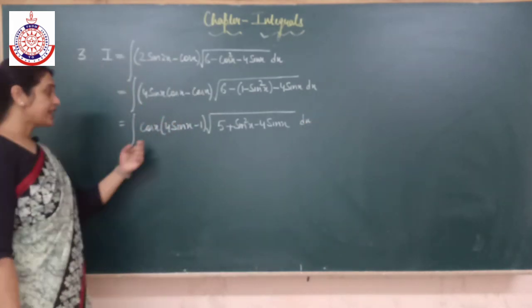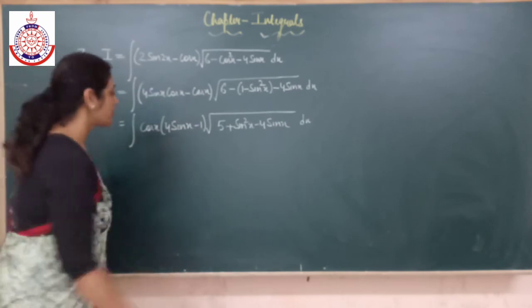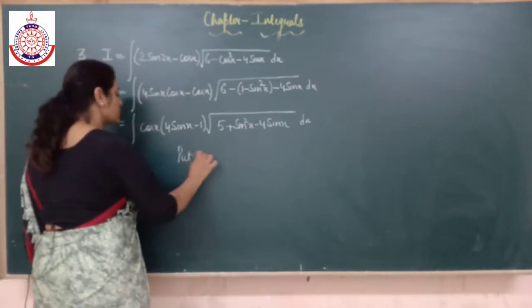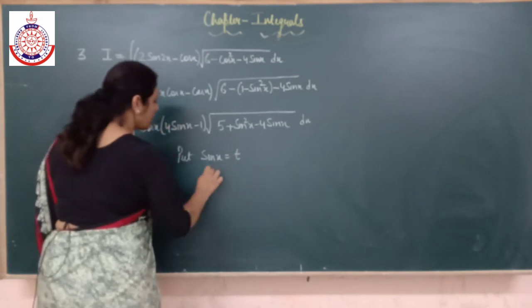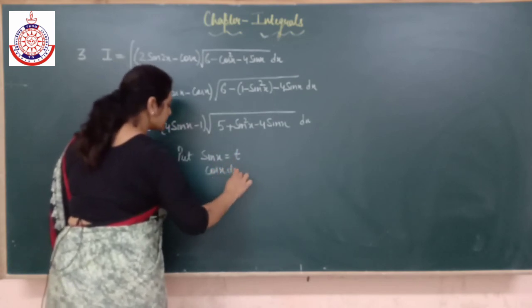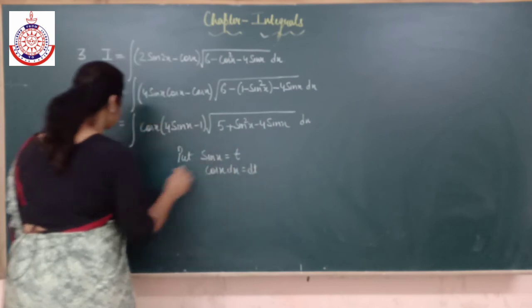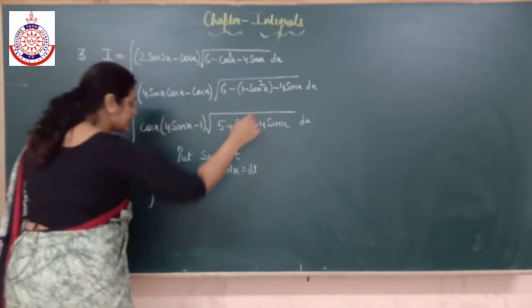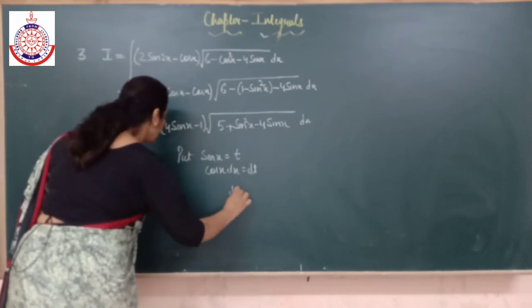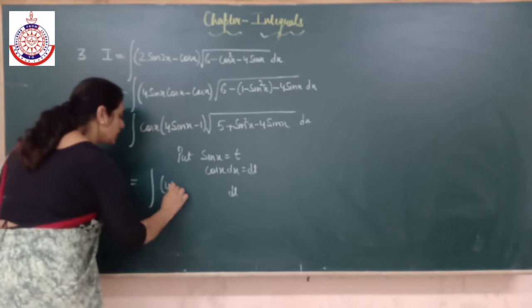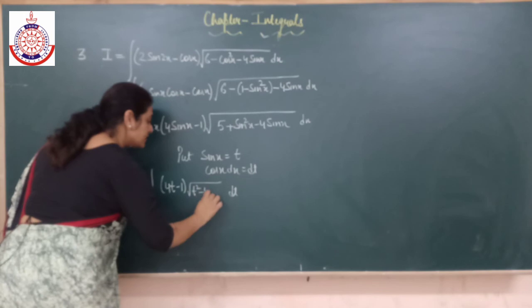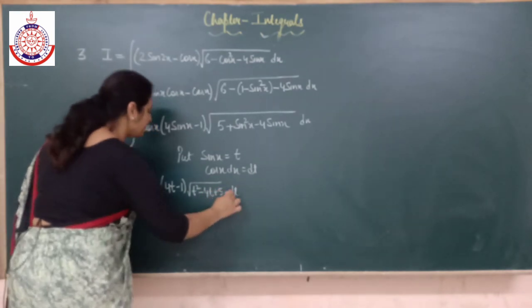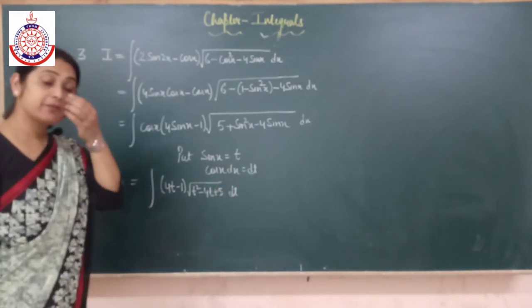Alright, now outside I have one cos and all sine. So I'll put sine, because the differentiation of sine is given to me. Put sine x equal to say t, cos x dx equal to dt. So cos x dx is dt. It has become 4t minus 1 under the root of t square minus 4t plus 5. It's the same form which we did in the previous one.